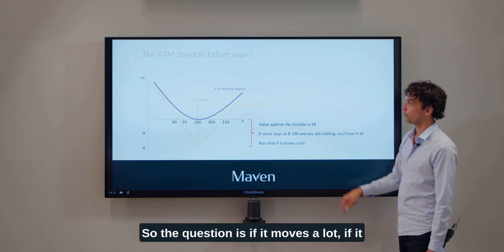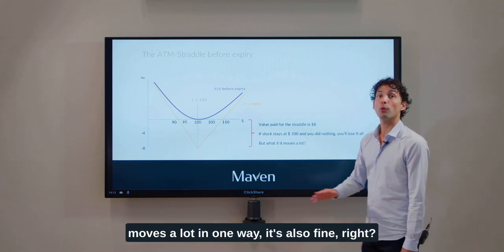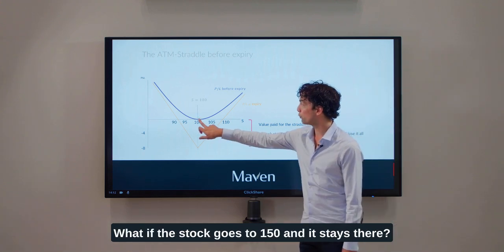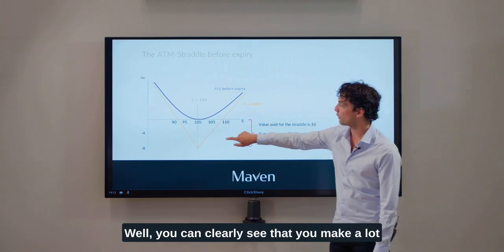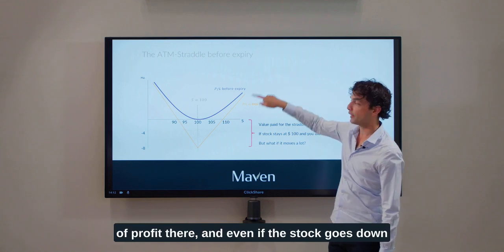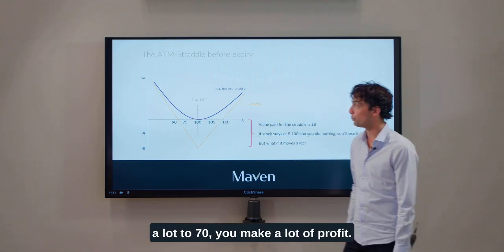So the question is, what if it moves a lot? If it moves a lot in one way, it's also fine, right? What if the stock goes to 150 and it stays there? Well, you can clearly see that you make a lot of profit there. And even if the stock goes down a lot to 70, you make a lot of profit.